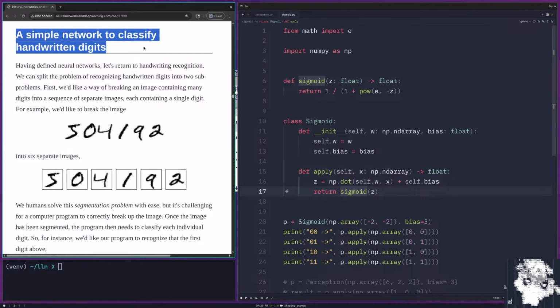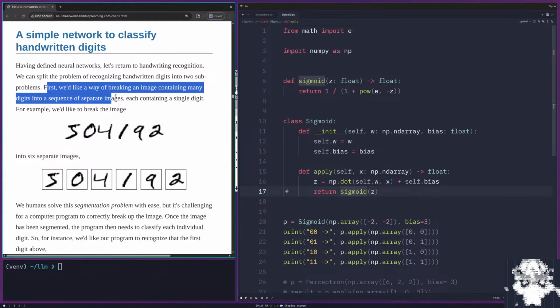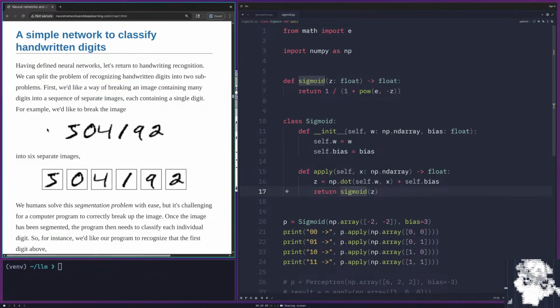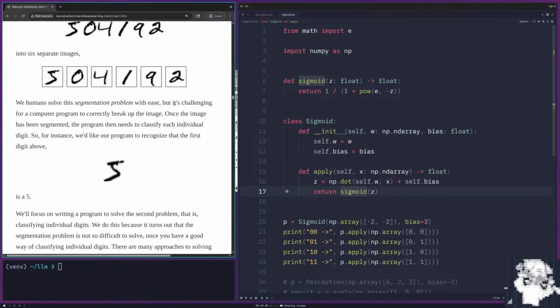A simple network to classify handwritten digits. Having defined neural networks, let's return to handwriting recognition. We can split the problem of recognizing handwritten digits into two subproblems. First, we'd like a way of breaking an image containing many digits into a sequence of separate images, each containing a single digit. For example, we'd like to break the image 504192 into 6 separate images, 5, 0, 4, 1, 9, 2. We humans solve this segmentation problem with ease, but it's challenging for a computer program to correctly break up the image. Once the image has been segmented, the program then needs to classify each individual digit.